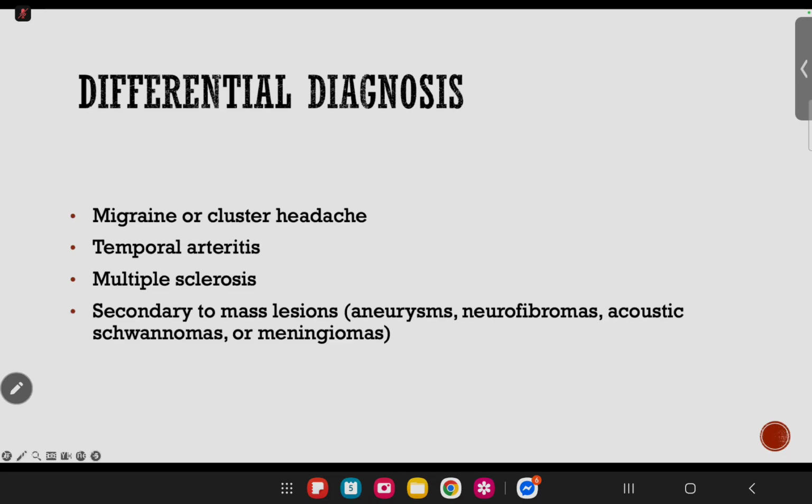So, trigeminal neuralgia must be distinguished from other causes of face and head pain, and from pain arising from diseases of the jaw, teeth, and sinuses. So, the following differential diagnosis must be ruled out. Pain from migraine or cluster headache tends to be deep-seated and steady, unlike the superficial stabbing quality of trigeminal neuralgia.